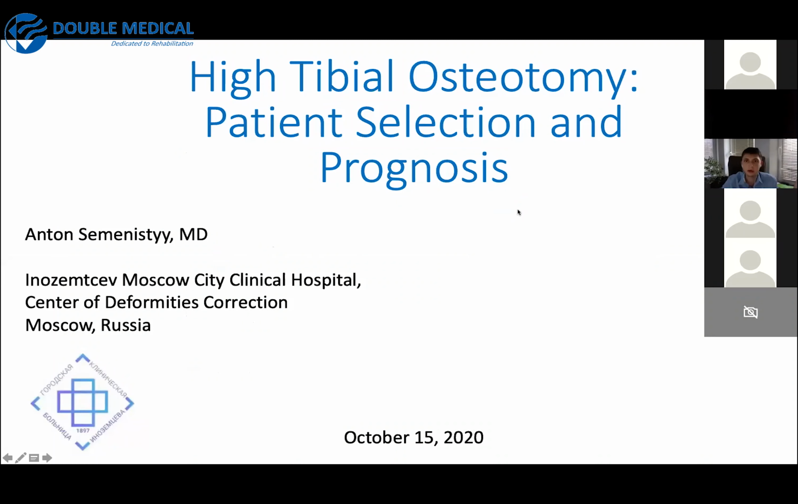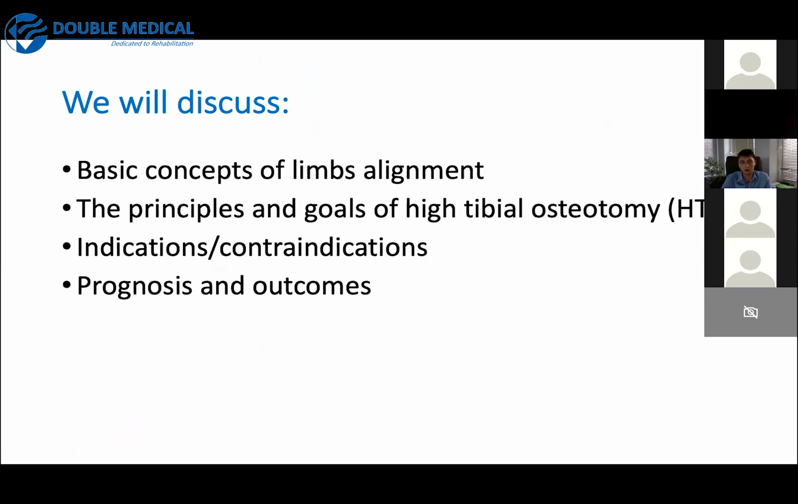Good afternoon, dear colleagues. Now we are going to talk about high tibial osteotomy. We will talk about patient selection, because it is one of the most important things when we do this type of surgery. Today we will discuss the basic concepts of limb alignment again. We will discuss the basic principles and goals of high tibial osteotomy. We will talk about the indications and contraindications to this procedure, and we will talk about prognosis and outcomes.